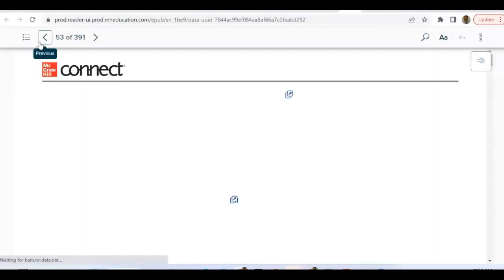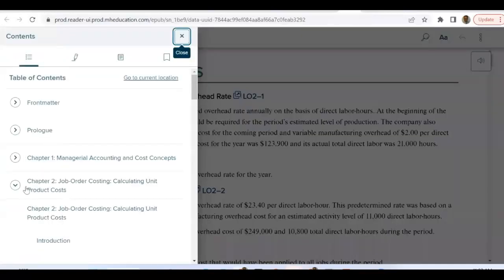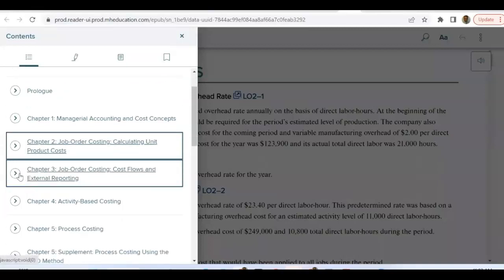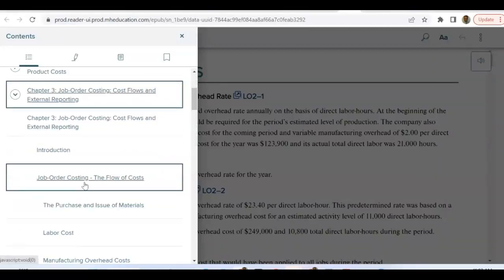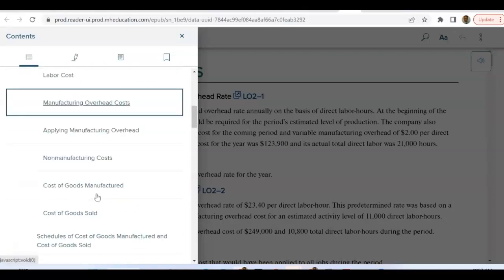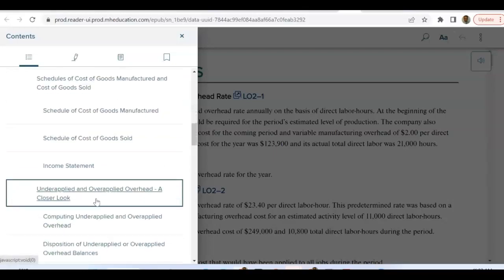Chapter 3. We covered chapter 2 already, so let's close that. Let's go to chapter 3. Chapter 3 is about job order costing, and we're going to have some problems that we're going to solve and see how it goes.